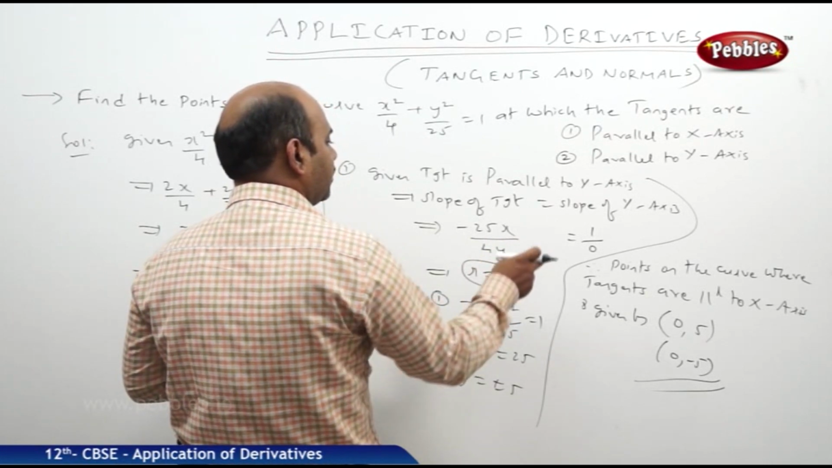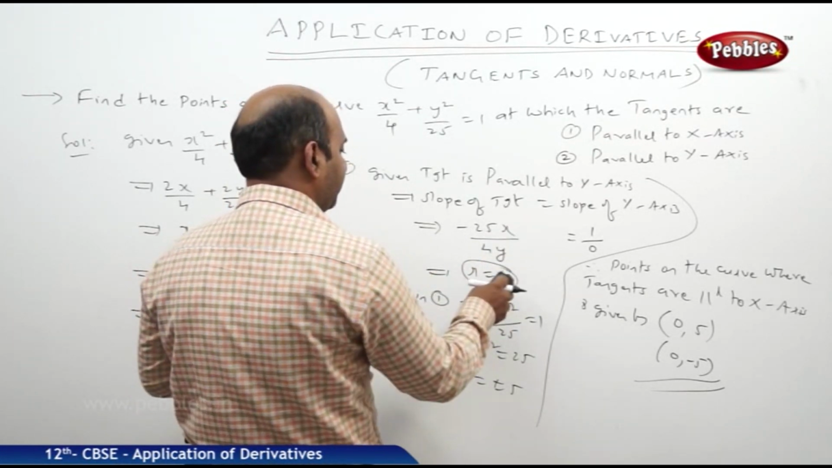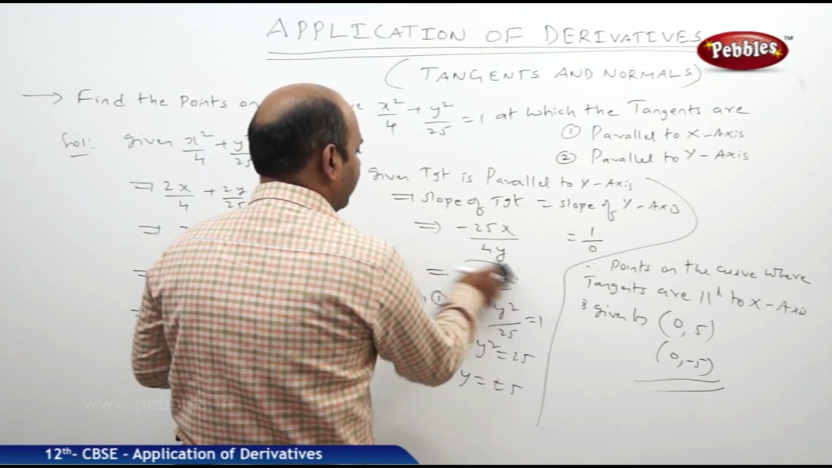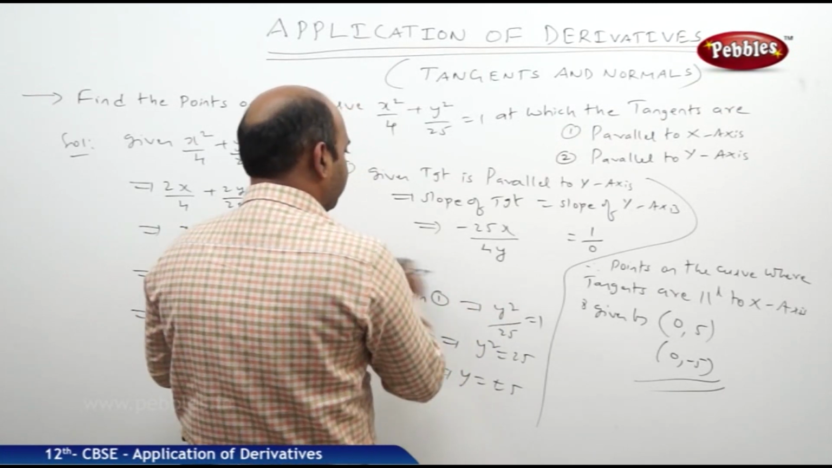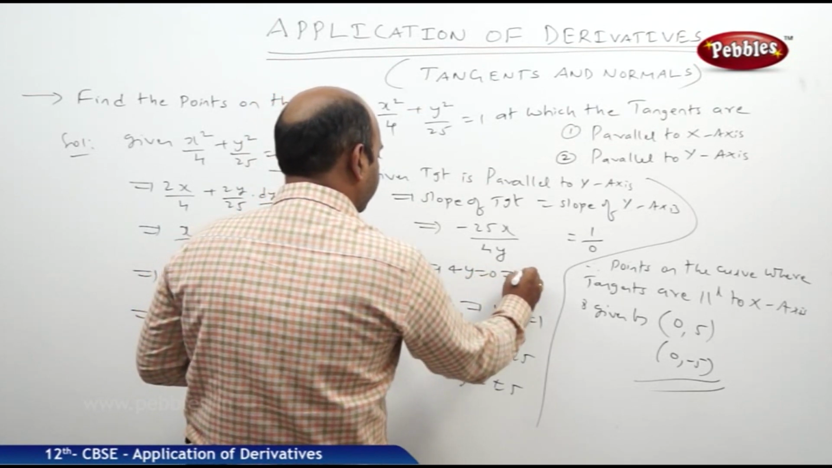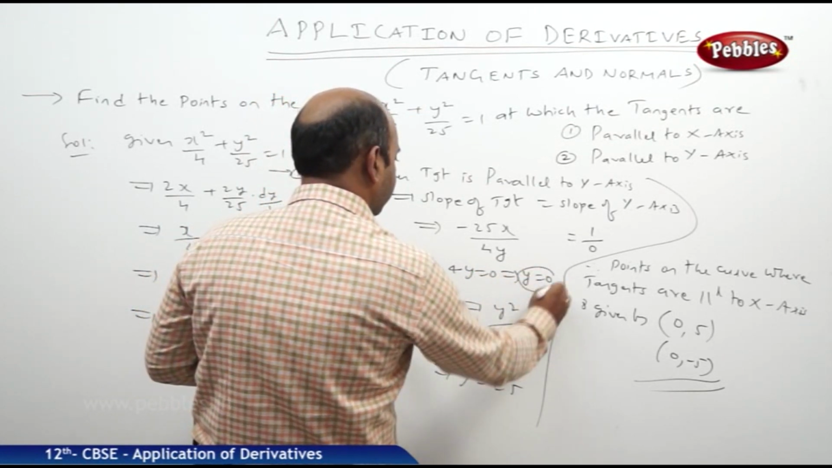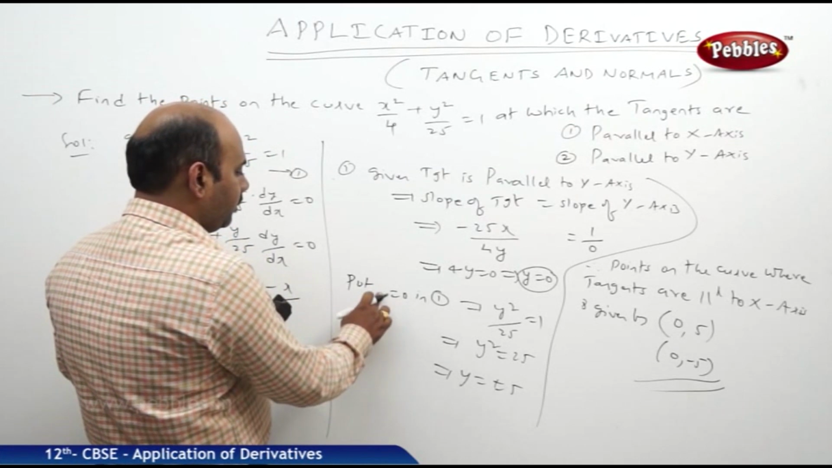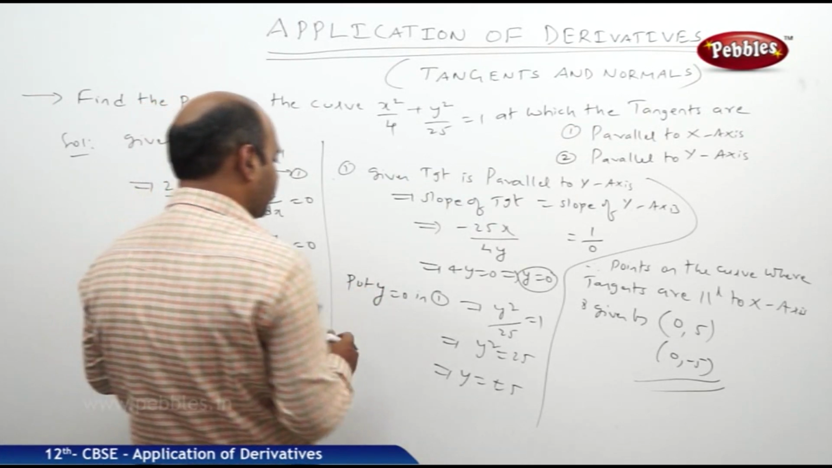If I take 1 by 0, then what happens? I can cross multiply. If I cross multiply, what I will be getting? Finally here, cross multiplying, what I will be getting? 4y equal to 0. 4y equal to 0 means y equal to 0. Now what I will be doing? Put y equal to 0 in 1.